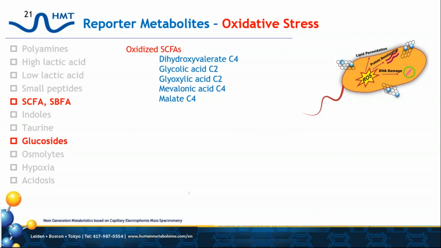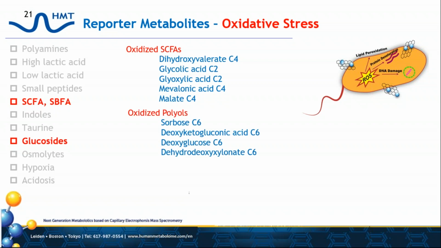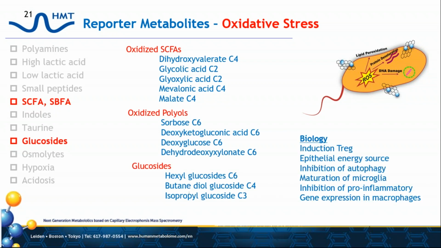The short-chain fatty acids are often discussed with the microbiome, and these are usually carbon 2, 3, and 4, and 5 carbon length sugars. Oxidized polyols, sorbose, oxidized products, and glycosides as well. These are usually connected to the immune system through T cells, associated with energy in epithelial cells, affecting autophagy, and also linked to inflammation.